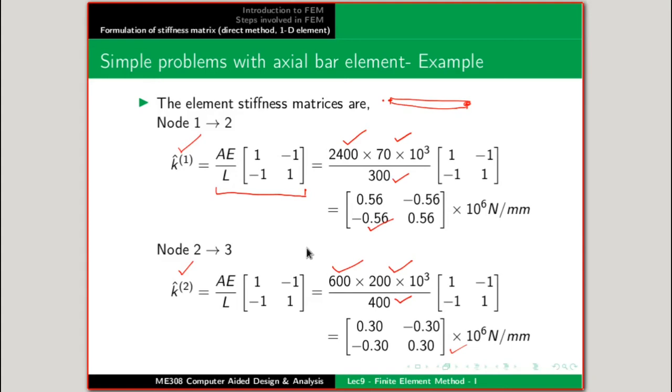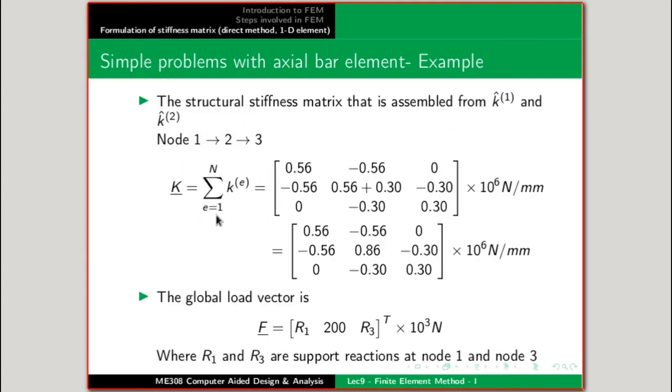to obtain the global stiffness matrix. In order to assemble the element stiffness matrices, we have to prepare a global matrix like this. So we have our node 1, node 2 and node 3. In between node 1 and node 2, we have our first element, that is the aluminum element. For that, we have already calculated the element stiffness matrix. It was 0.56, minus 0.56, minus 0.56 and 0.56.